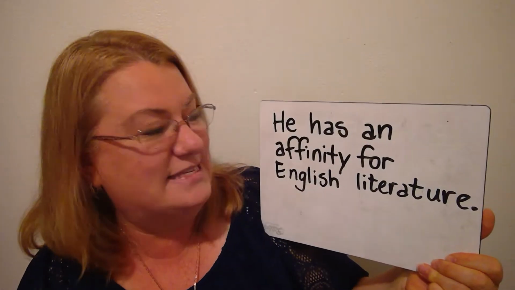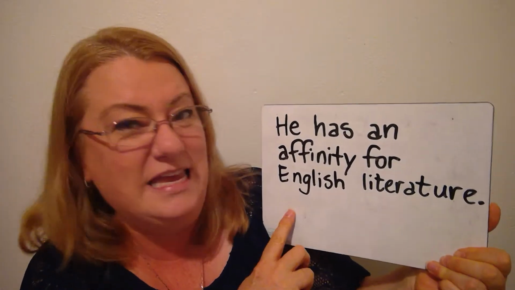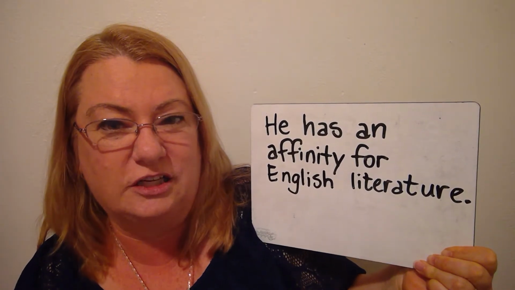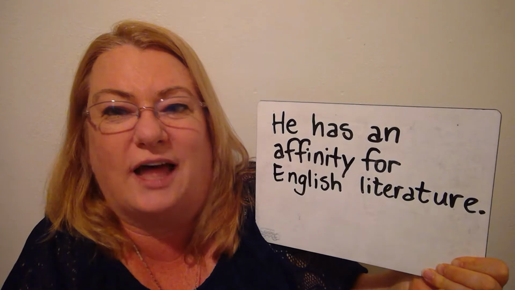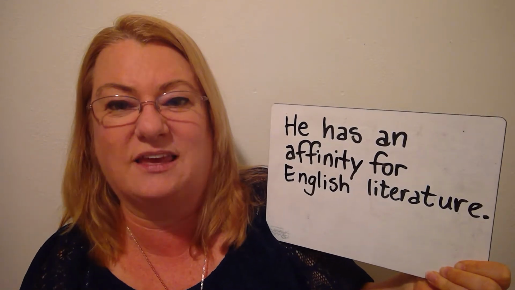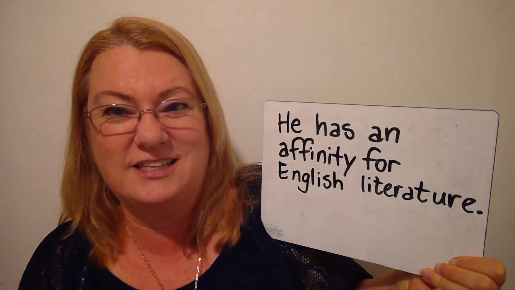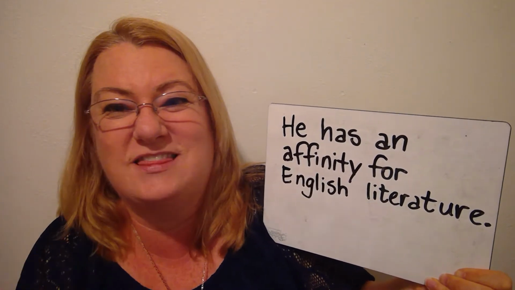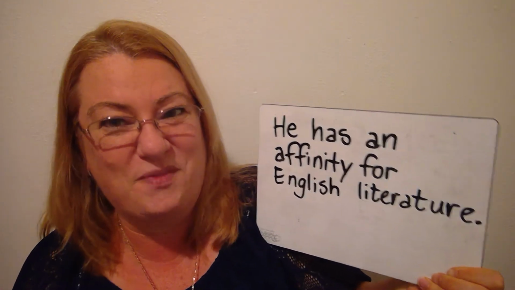But let's look at our sample sentence. He has an affinity for English literature. He has an affinity for English literature, which means he has a natural liking for it, a spontaneous liking for it, and that he loves to be able to read it and share about it and everything about English literature.